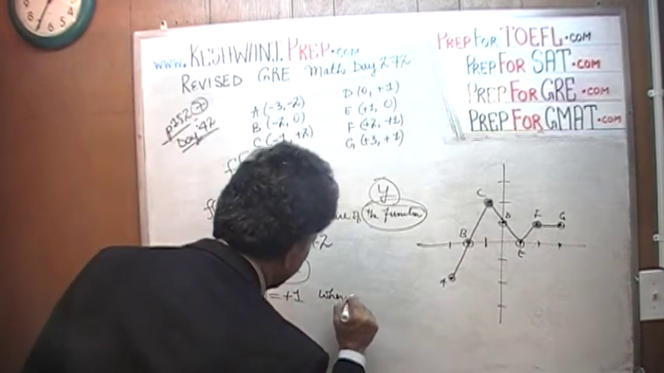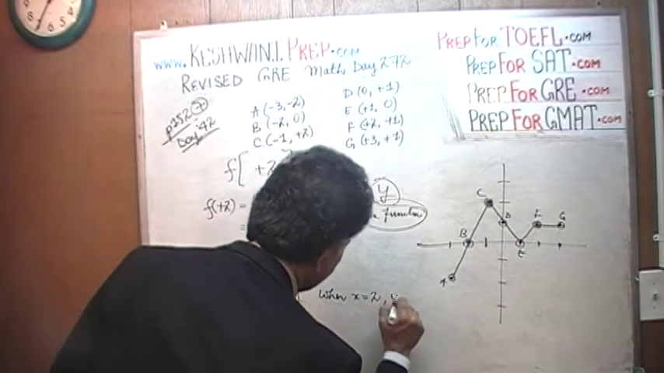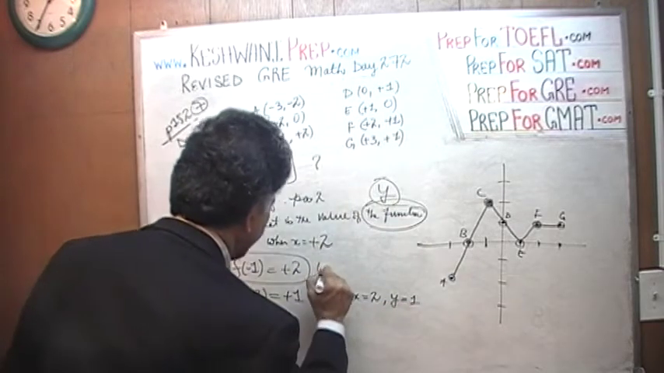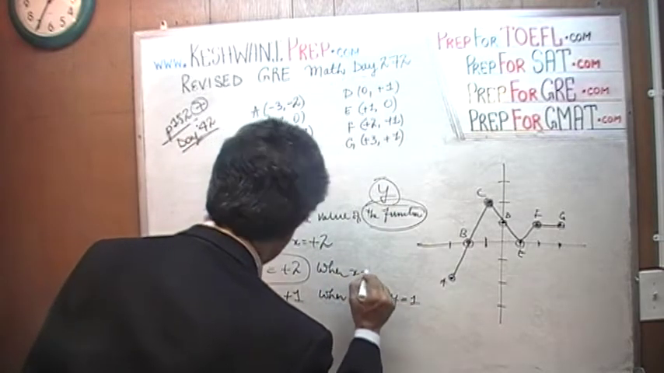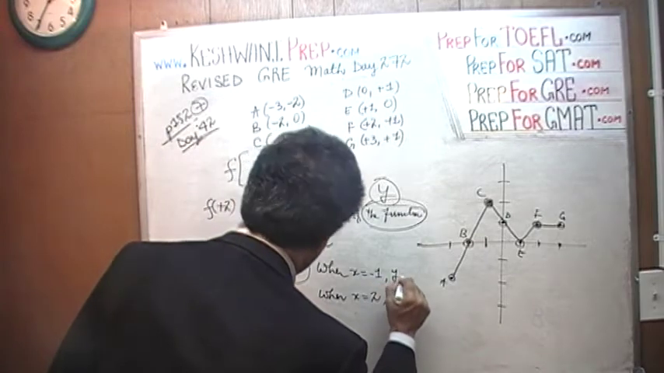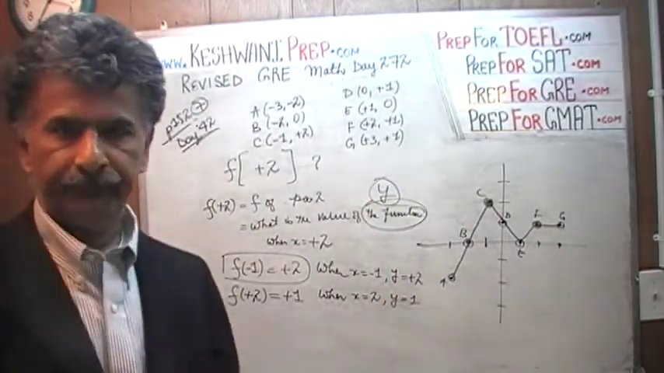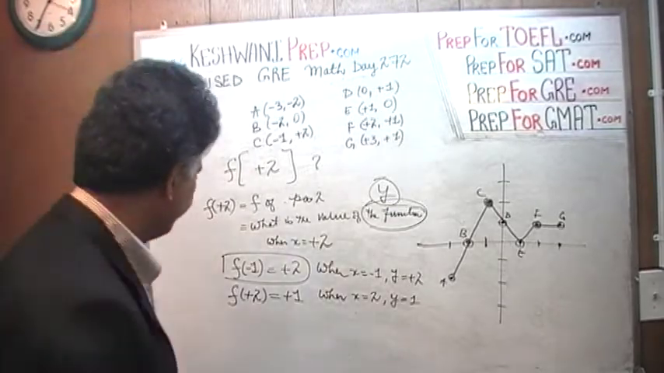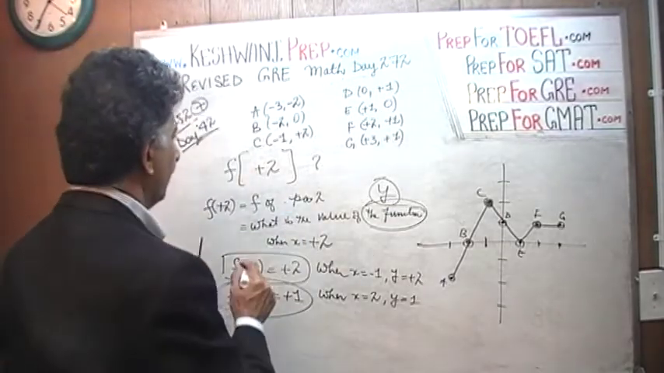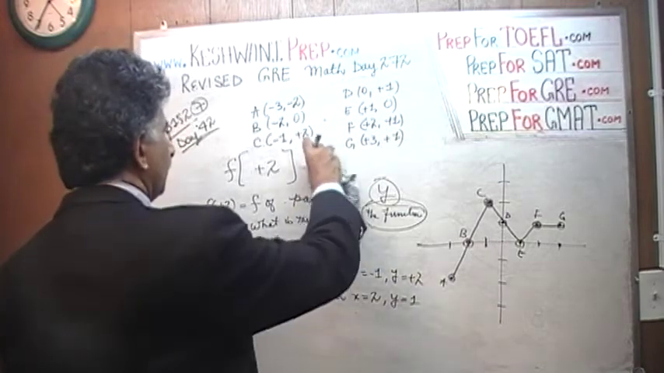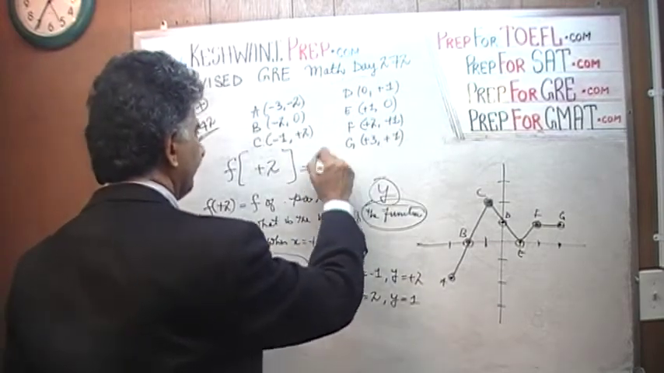When x equals 2, y equals 1. Here, when x equals -1, y equals +2. That's it. So you have to do it in steps. That's all. We're done. The answer is 1. The answer to this question was +1.